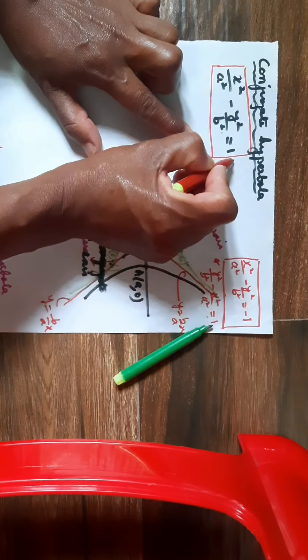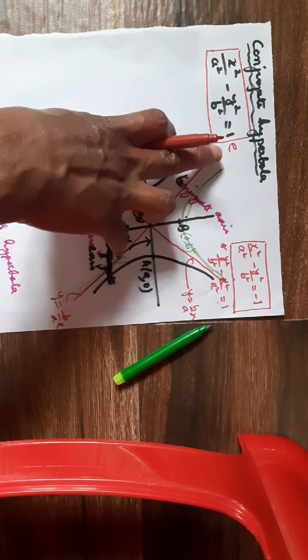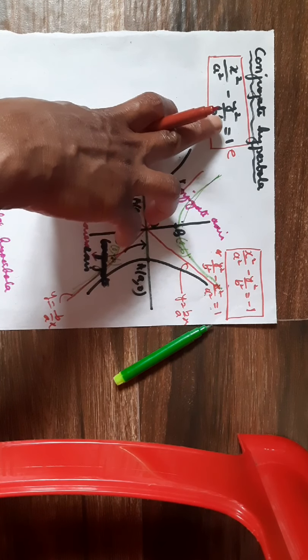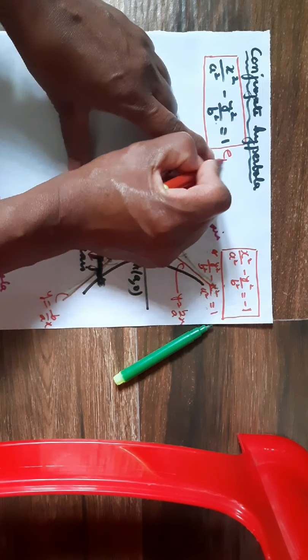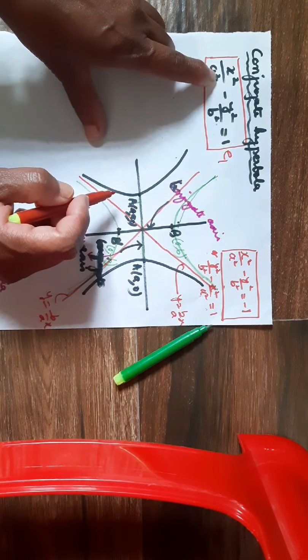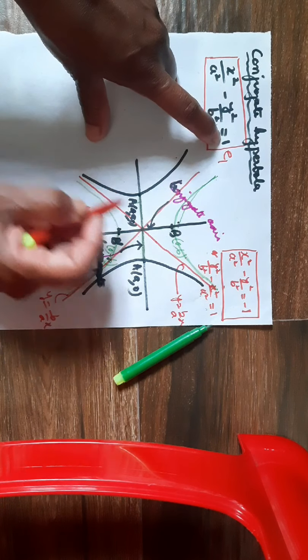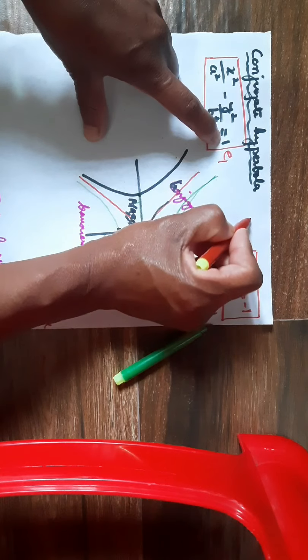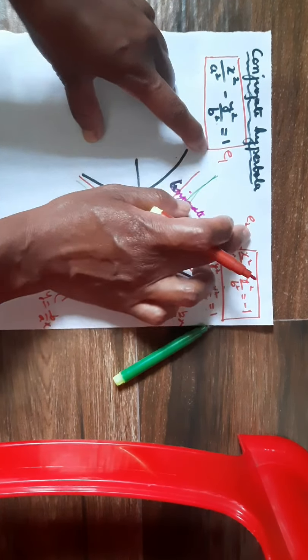Now let us find out what will be the relation between the eccentricity of the original hyperbola and the conjugate hyperbola. So now if I take E1 to be the eccentricity of this hyperbola x square by a square minus y square by b square is equal to 1, and the eccentricity of this is E2, what will be the relation between E1 and E2?